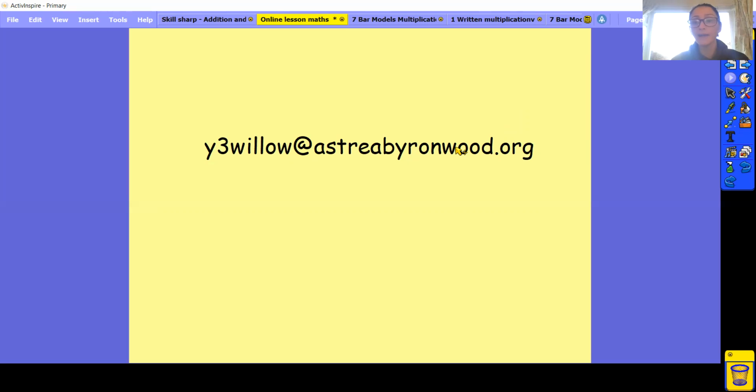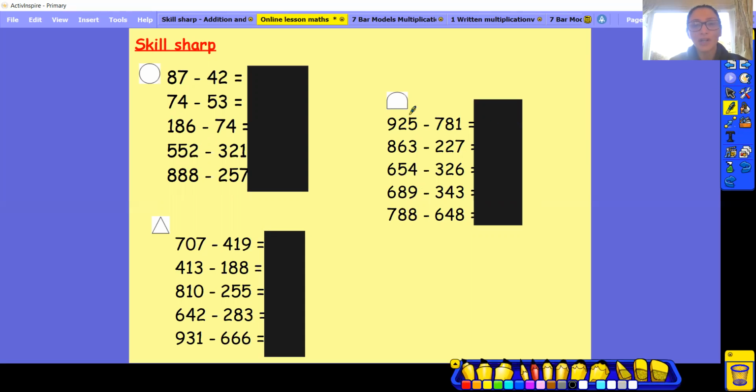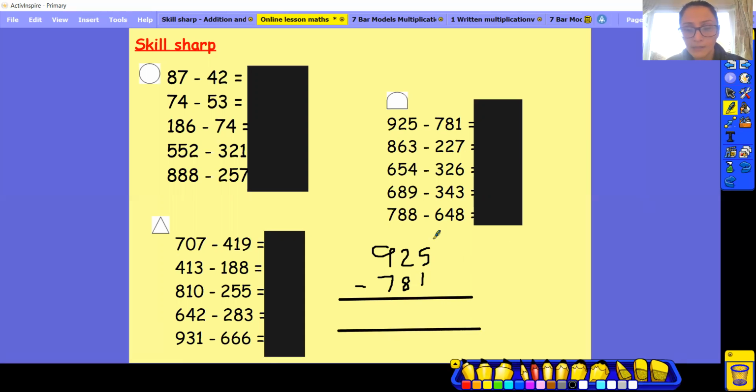Okay, so before you go, I have got a quick skill chart for you. So here we have got some takeaway. I'm just going to start off with my first one here as a bit of an example. So we've got 925 take away 781. Remember, the biggest number always goes on top, and we underline it. So we always start with the ones column. So I've got 5 take away 1. 5 take away 1 equals 4.